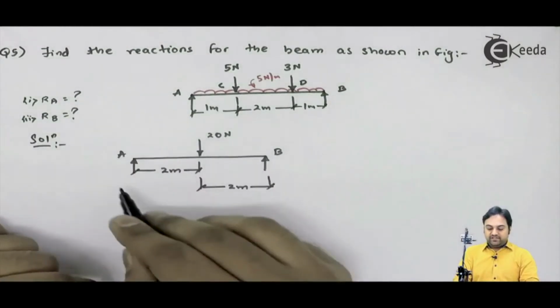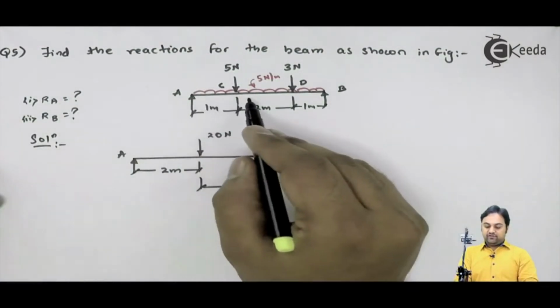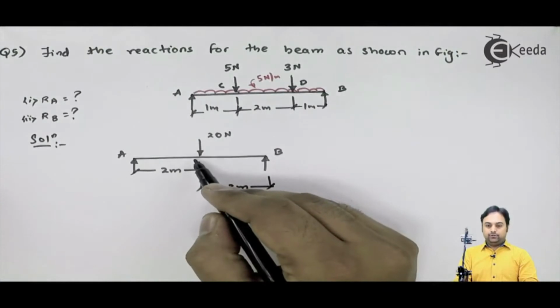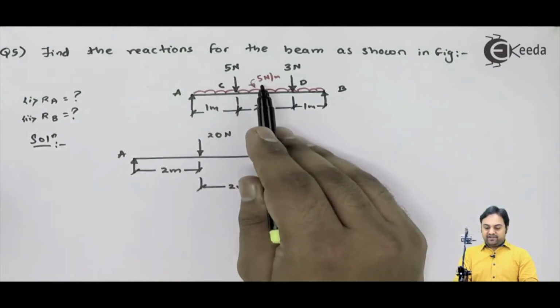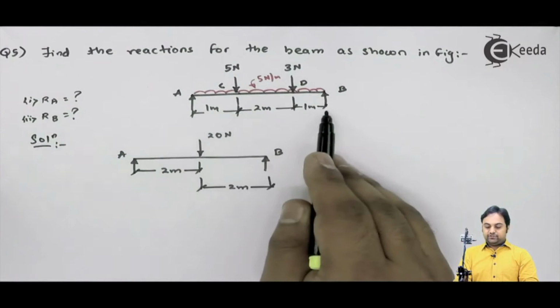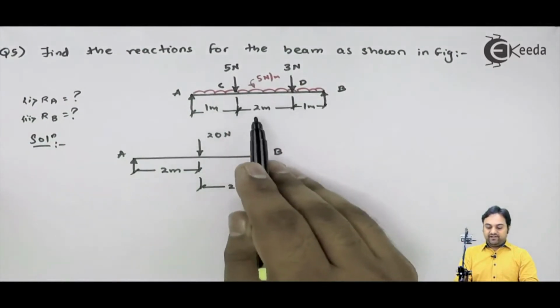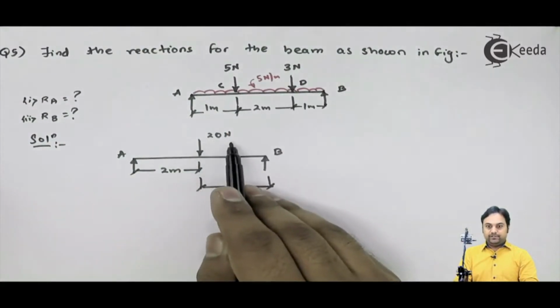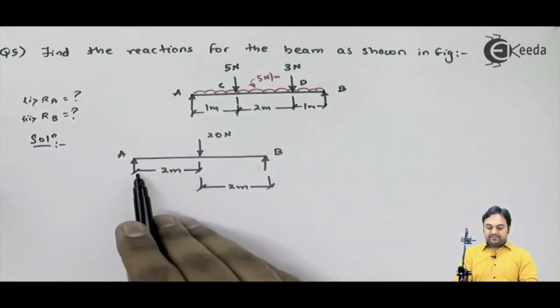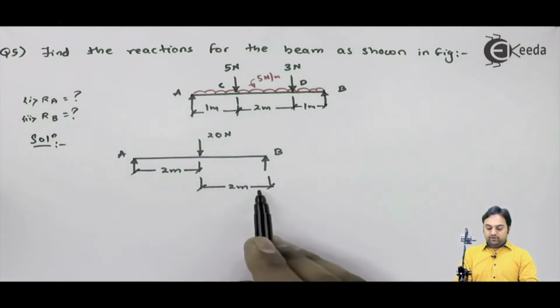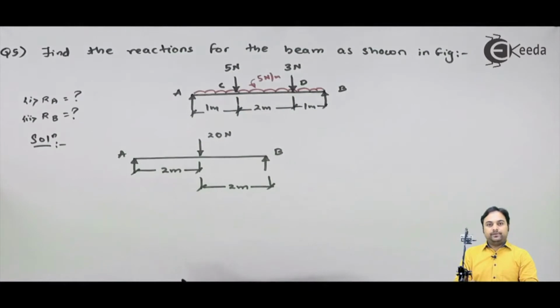Now, what I have done here is that I have converted this UDL into a point load. UDL is 5 Newton per meter and it is over 4 meter length. So I have multiplied 5 into 4, that gives me 20 Newton, and it will be acting at the center, that is at 2 meters from A, or you can say it is 2 meters from B.